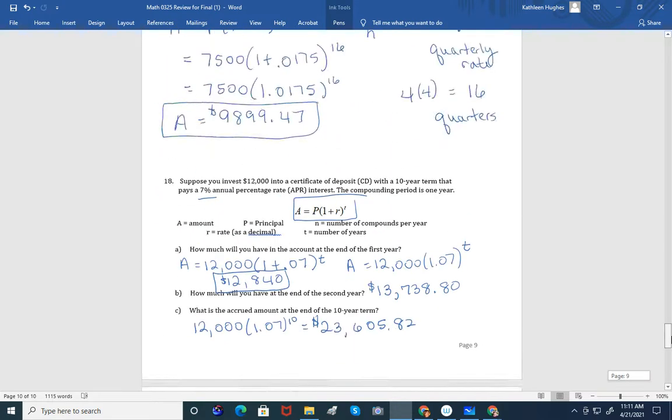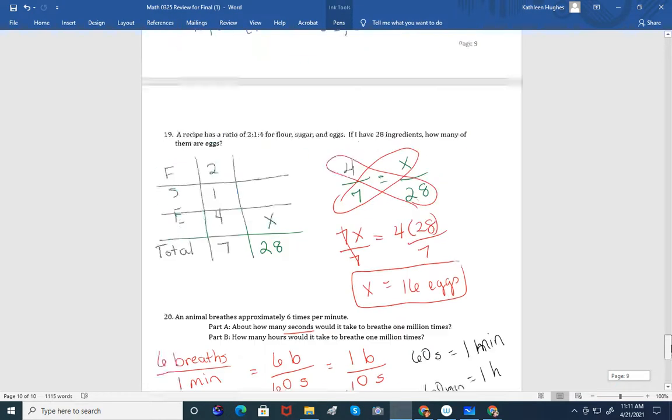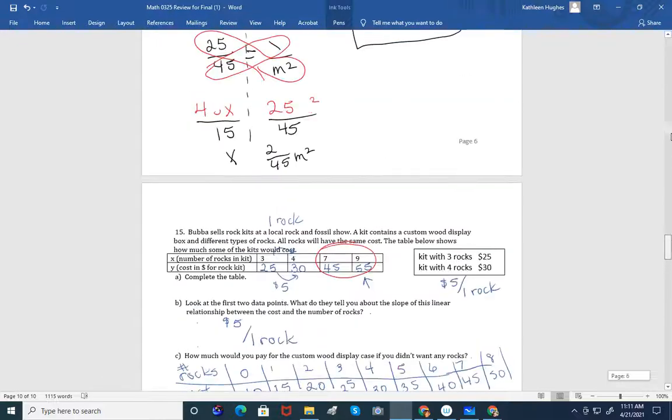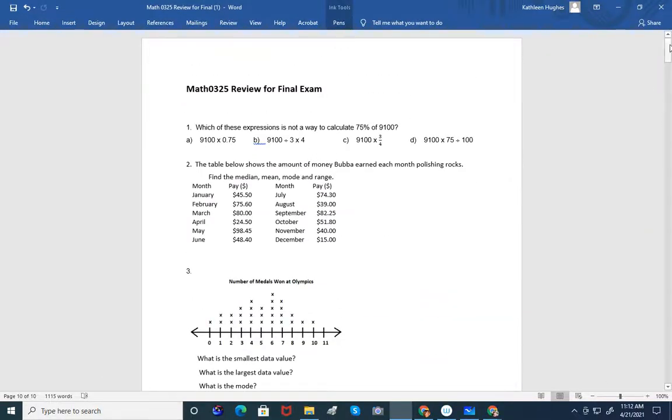And that was the very last problem on the review. Hopefully that's going to make you feel a little bit more confident going into the final.